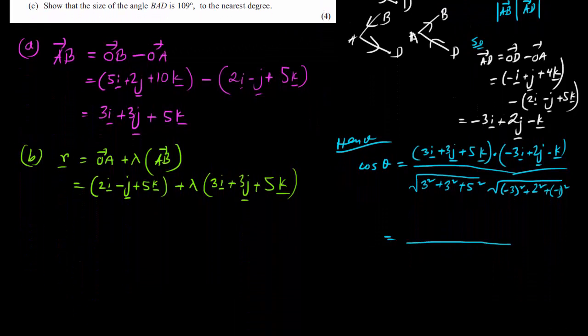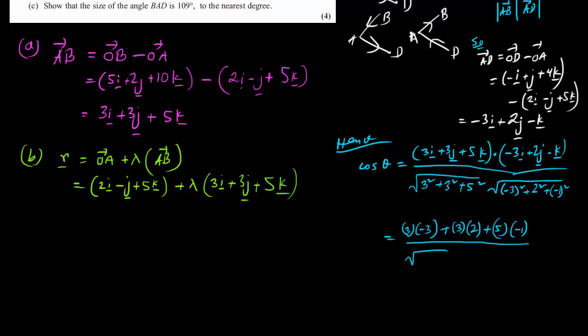So now we can do the dot product first. Now the idea of the dot product is to take the coefficients of i and multiply them, so 3 into minus 3, plus take the coefficients of j and multiply them, so that would be 3 into 2, plus take the coefficients of k and multiply them, that would be 5 into minus 1. So this is a dot product, also known as the scalar product. It would have no ijk.